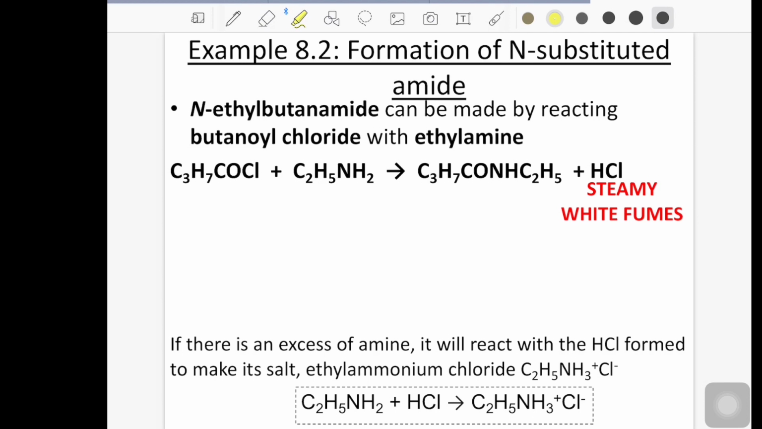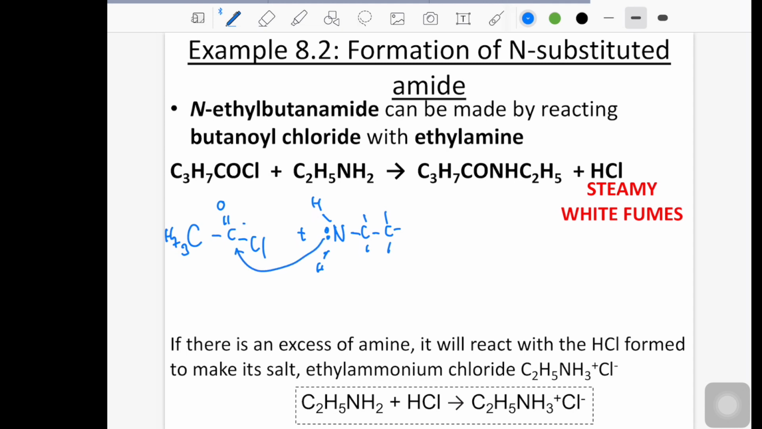The second one is producing this particular N-substituted amide. I'm going to draw it out just so that you can see it clearly. C3H7, plus C2H5, so there are two hydrogens on this nitrogen, and there's one lone pair. As usual, the lone pair will attack the carbon. The carbon will lose its electrons, and the carbon-chlorine bond breaks as the carbon-oxygen double bond is reformed.